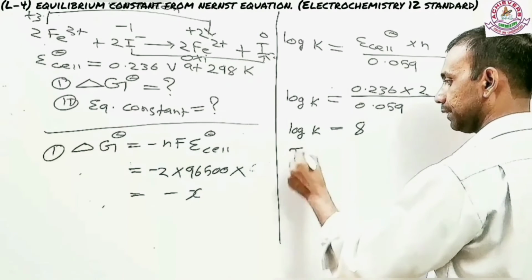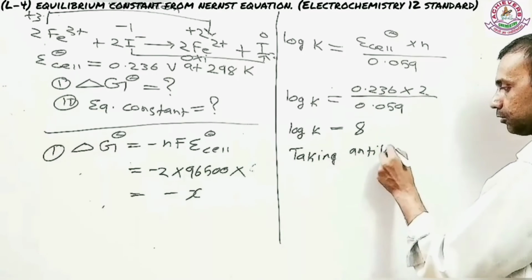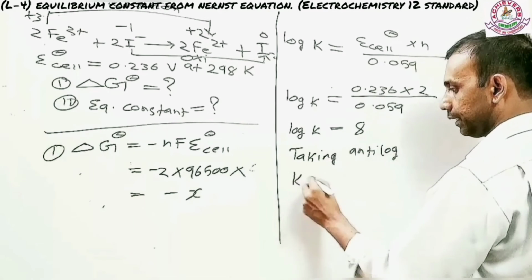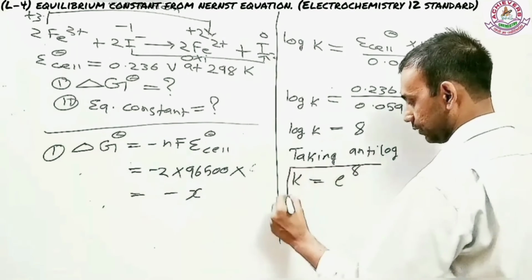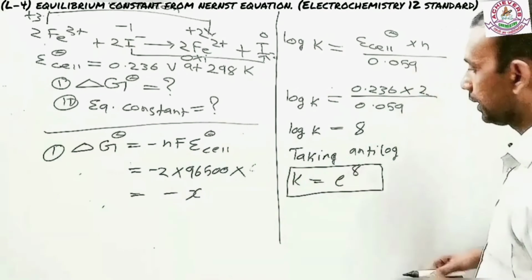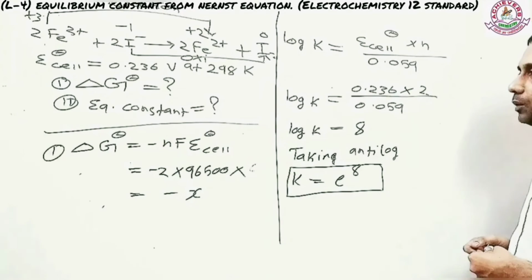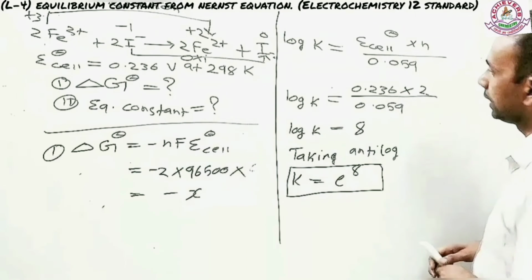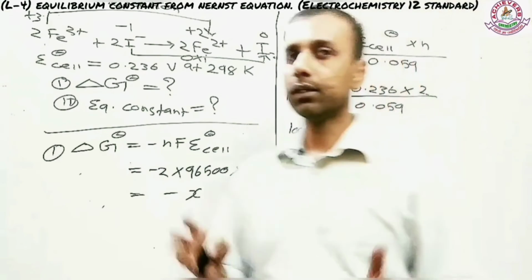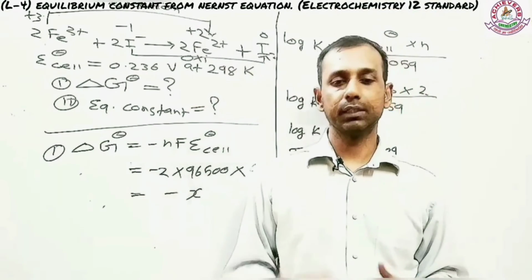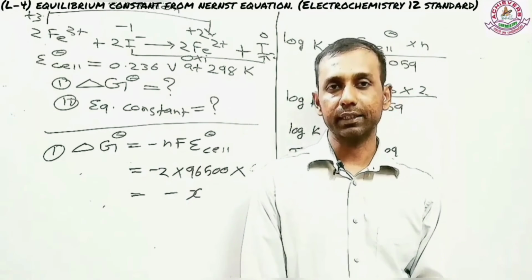So finally, taking the antilog, K is equal to antilog 8. And there you will solve for the value of K, because I hope you know antilog. In case you don't know, I'll make a video for log and antilog. So this is how the equilibrium constant and Gibbs energy change for a cell reaction are calculated. I hope you have understood, and you just have to practice them very well.